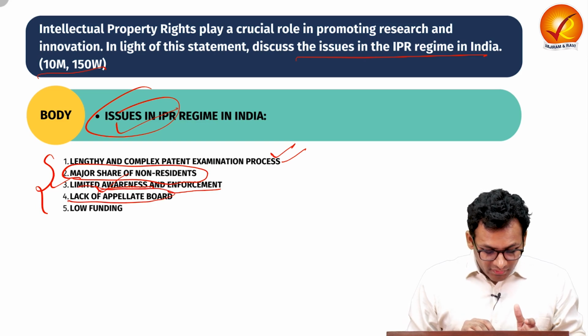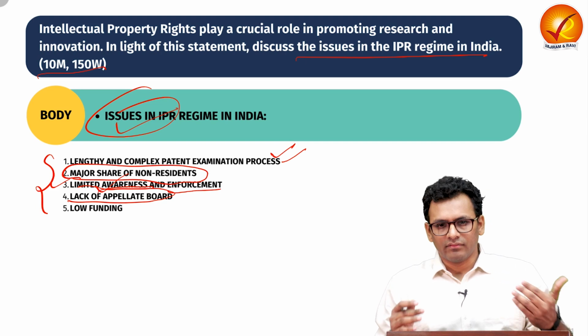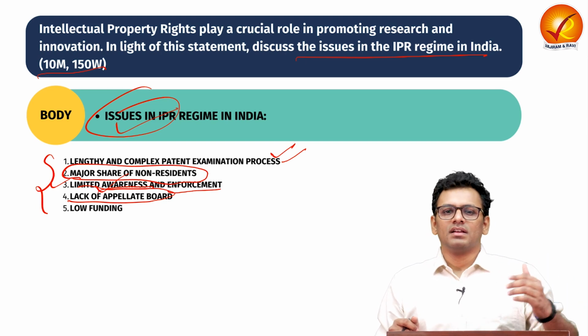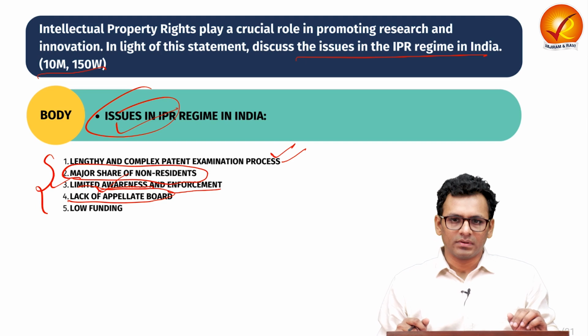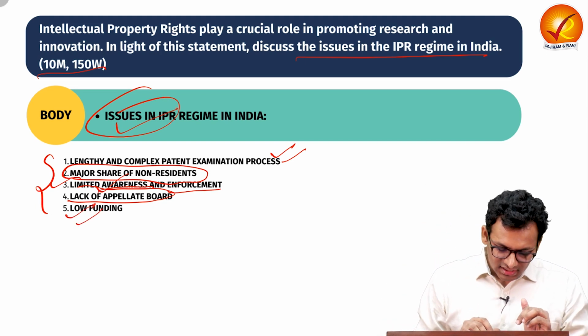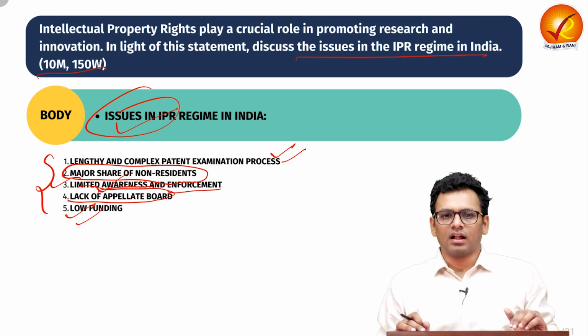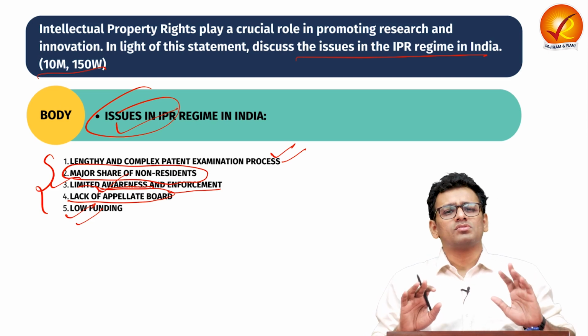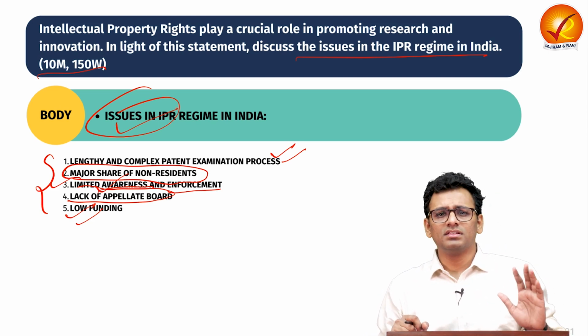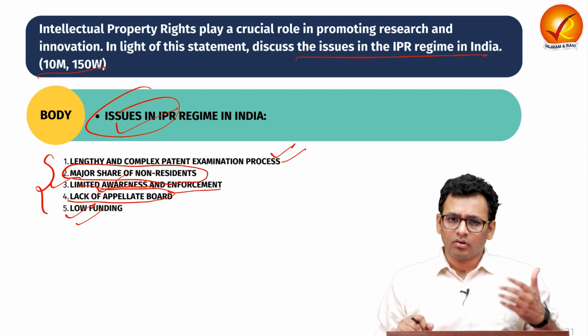The fourth is the lack of an appellate board. Due to the abolition of the board, we have witnessed a pile-up of cases with respect to intellectual property rights. That is a bigger limitation here. And lastly is low funding. In India, the GERD, which is the term used for gross expenditure on research and development, is almost 0.07% of GDP, whereas in developed countries it is more than 1 or 2%.